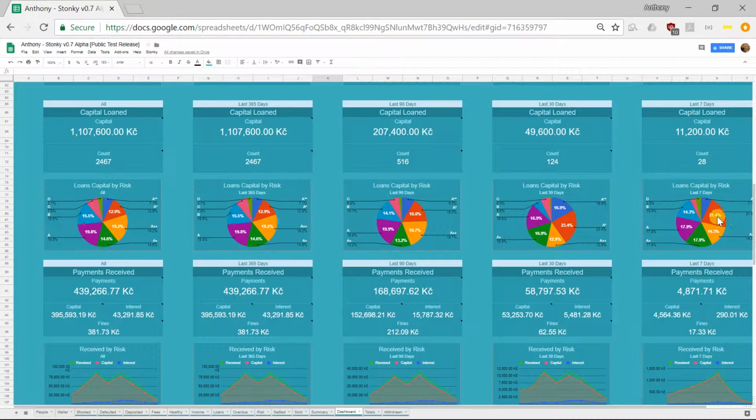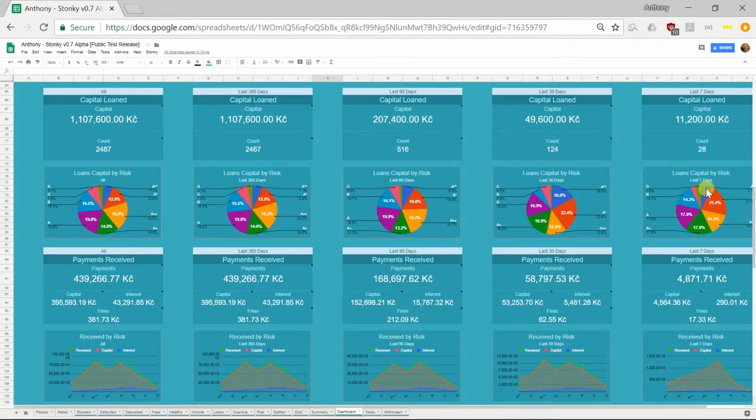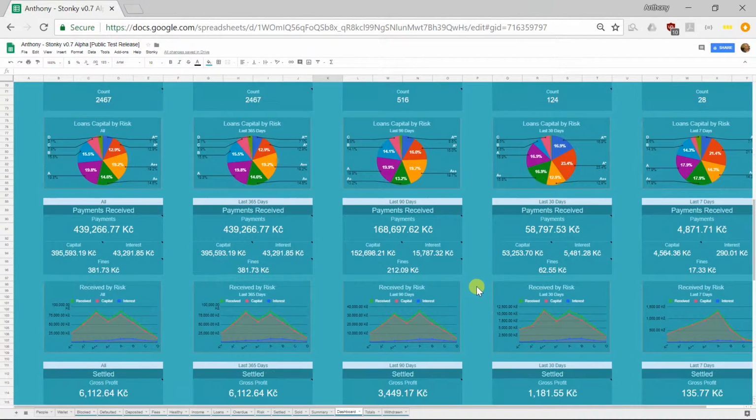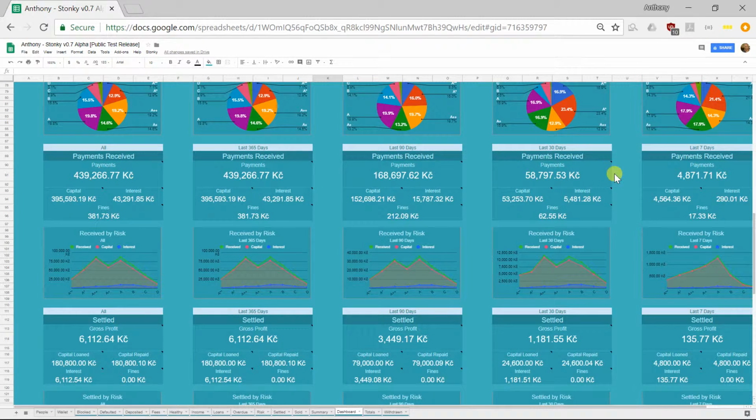I noticed that this A star figure has increased over time, whereas the A++ figure has decreased over time, which means that I seem to be becoming a little bit more conservative in the investments I'm making, a little bit risk averse perhaps. And that's what these are for, to be able for you to see insights over time and how your behavior changes. And so similar for payments received, showing the total amount received, capital and interest received.